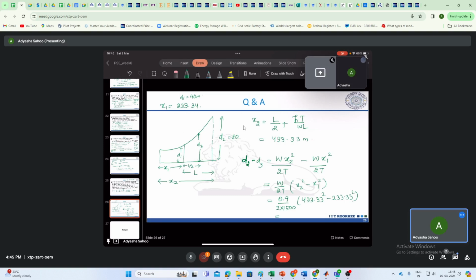So this is 3. So from here you get D3 as D2 minus 23. So this is 80.